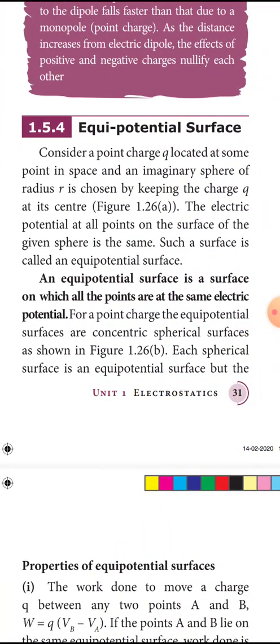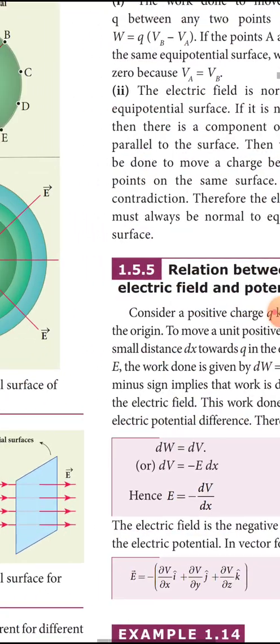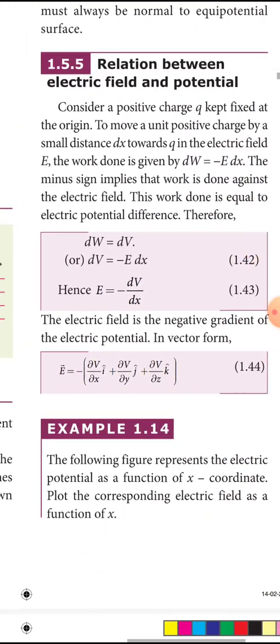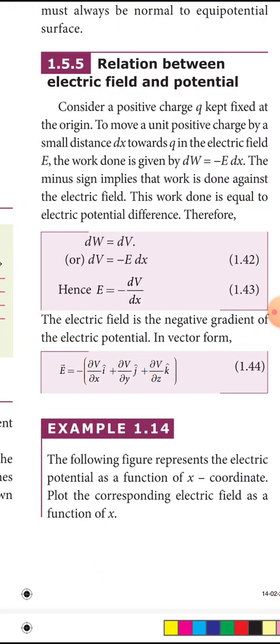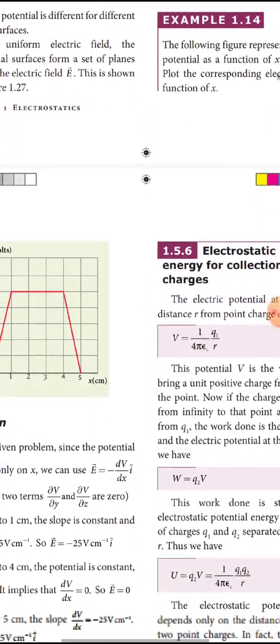And next, what is an equipotential surface? That is the surface in which all the points are at the same electric potential, and the properties are given, and you have to mark this relation between electric field and potential: E is equal to minus dV by dx.